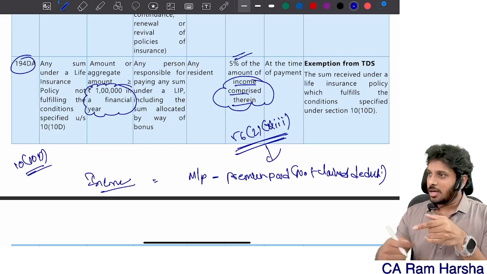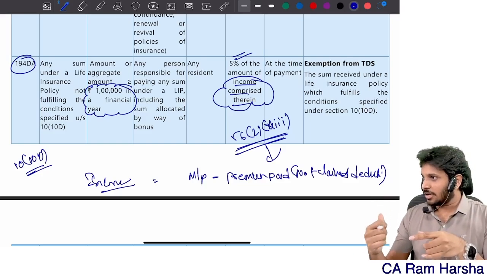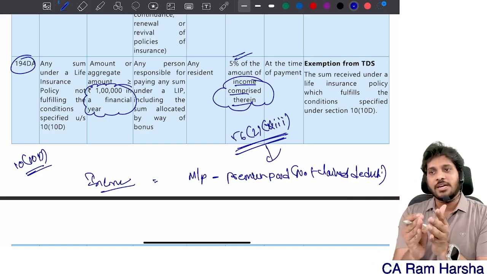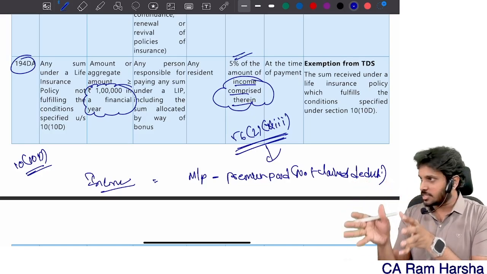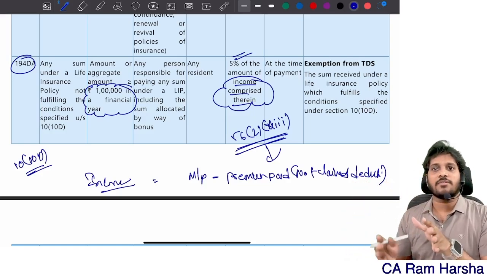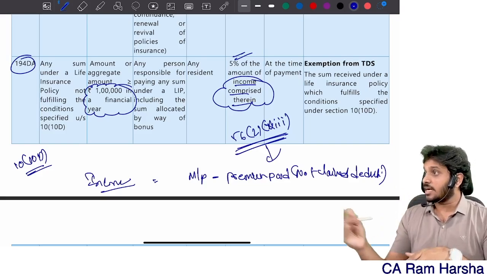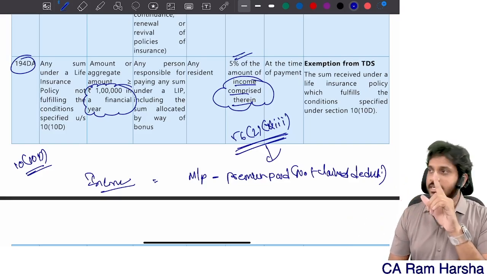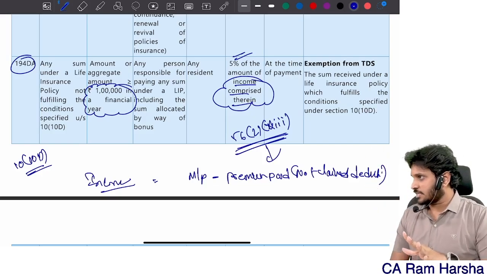Don't worry. In the marathon, whatever I told, right? 10(10D) amendment I specifically covered. You can find whatever amendments were given in the supplementary book, they are all covered in an amendments video. You can open that. 10(10D), very important amendment. There is a high possibility that that will be tested in MCQ or probably in the main exam.